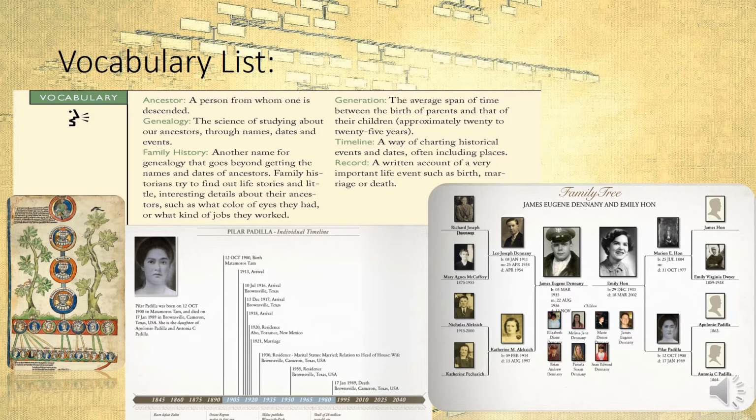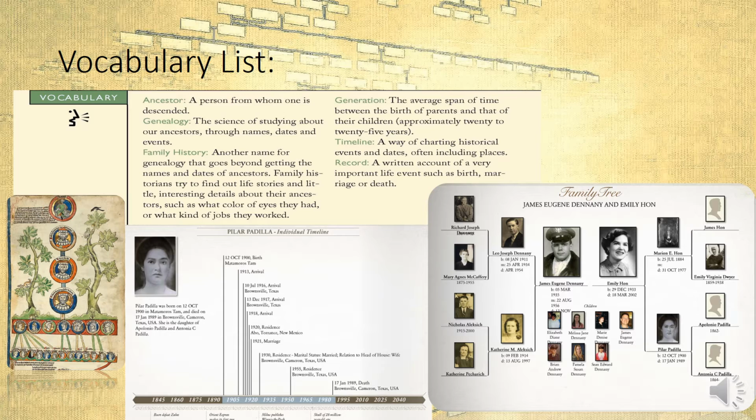An ancestor is a person from whom one is descended. Genealogy, the science of studying about our ancestors through names, dates, and events. Family history, another name for genealogy that goes beyond getting the names and dates of ancestors. Family historians try to find out life stories and little interesting details about their ancestors, such as what color of eyes they had or what kind of jobs they worked.